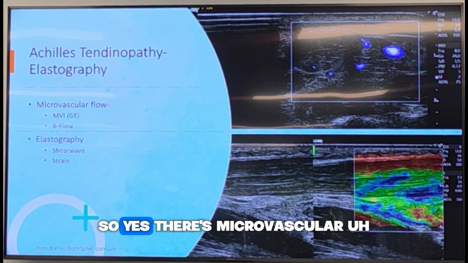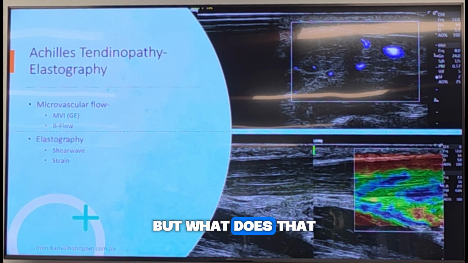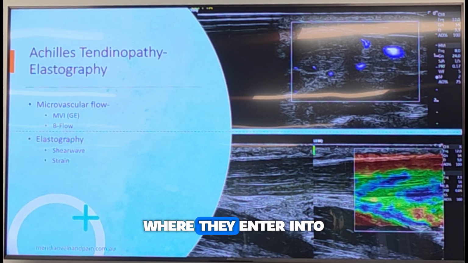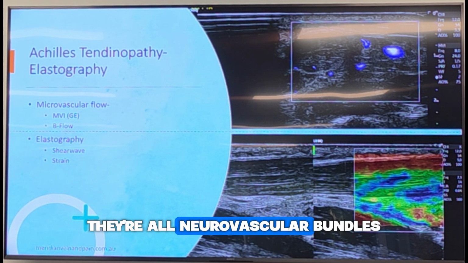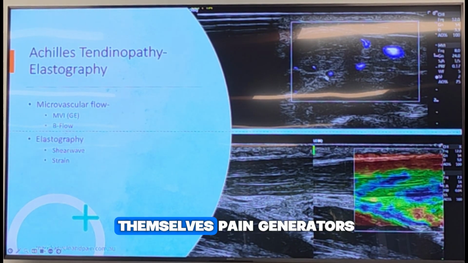So yes, there's microvascular entry or neovascularization within tendons, but what does that really mean? Yes, it means that there's a loading phenomenon going on. But in actual fact, what it also allows us to do is to identify some of the pain generators, because all of those little vessels, where they enter into the Achilles tendon, they're all neurovascular bundles. So they are in themselves pain generators.